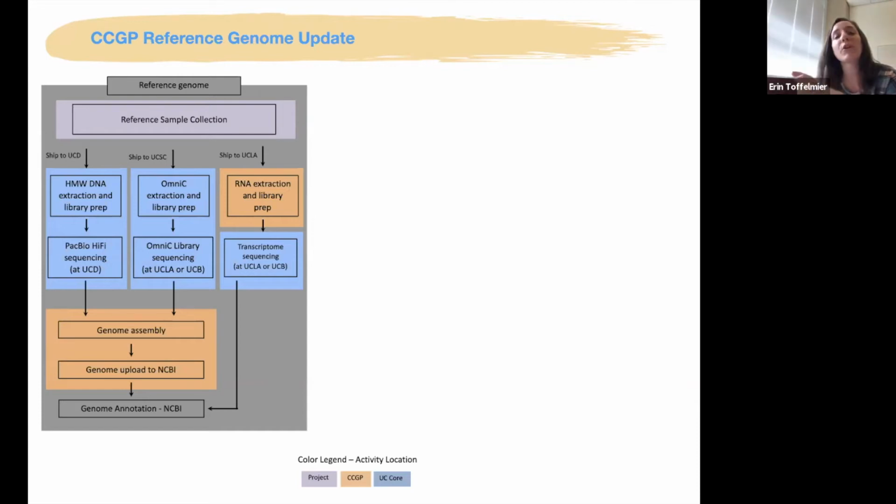And then the third component is generating transcriptomes with RNA-seq. So the CCGP mini core will be doing the lab work for that, and then we'll send those out for sequencing again, either to UCLA or UCB. So that's just a refresher overview.